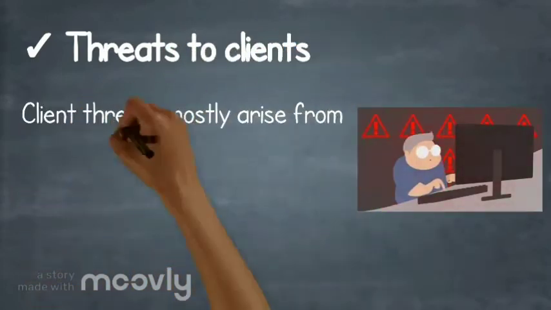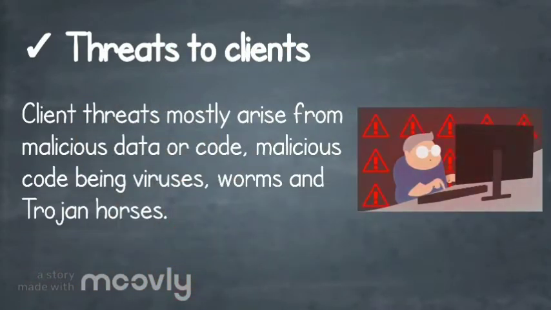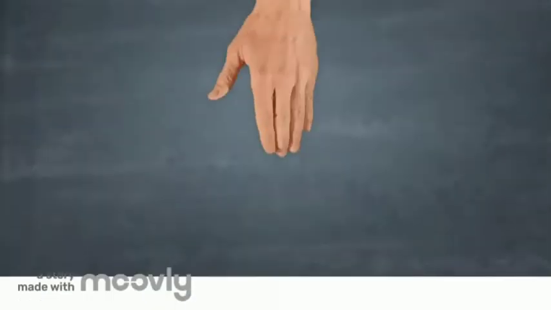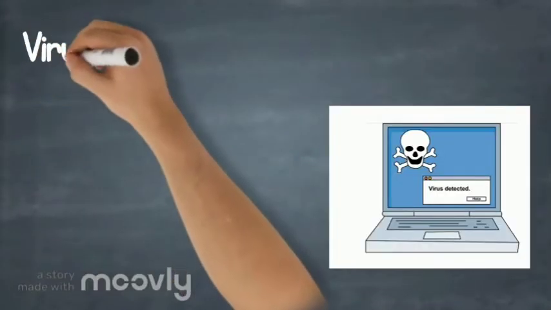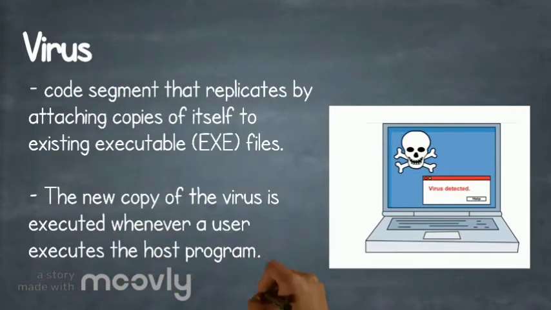Client threats mostly arise from malicious data or code, malicious code being viruses, worms and Trojan horses. The most common threat to clients is the virus. It is a code segment that replicates by attaching copies of itself to existing executable (exe) files. The new copy of the virus is executed whenever a user executes the host program.